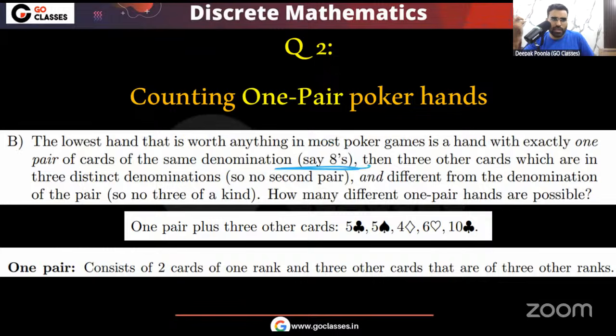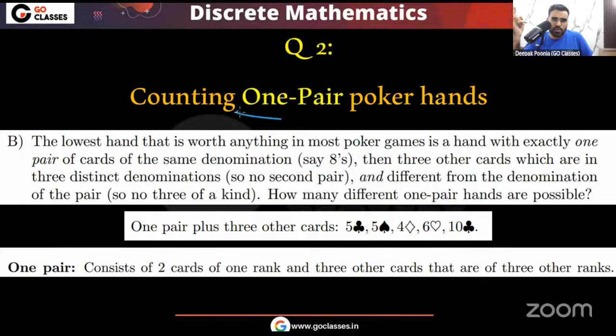Okay, so we have exactly one pair, means we have 2 cards of the same value. For example, let's assume value 8. For this value 8, we have 2 cards. And the remaining 3 cards have distinct values. Also remember, the remaining 3 cards have values different from the value of this pair. For example, if the value of the pair is 8, then the remaining 3 cards will have values different from 8. And also those 3 cards will have distinct values. So the point, I hope you are understanding, is that we must have exactly one pair. We should not have any second pair. Also, we should not have three of a kind, means we should not have 3 cards of the same value.